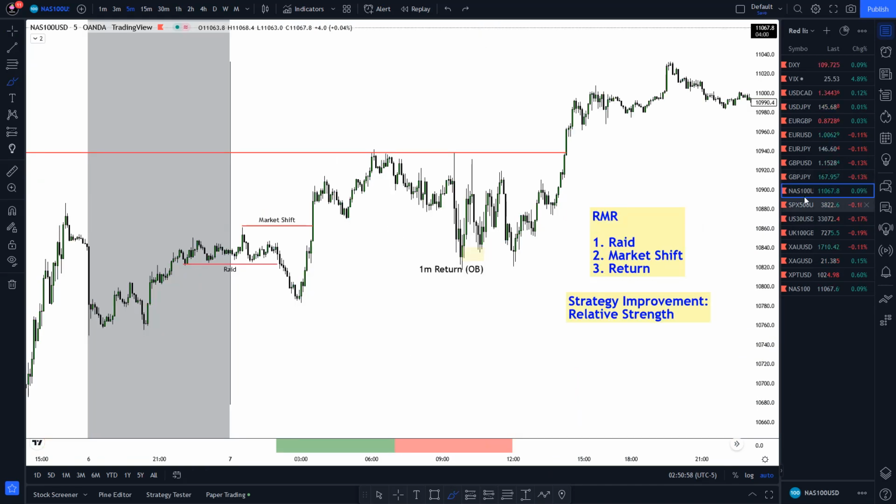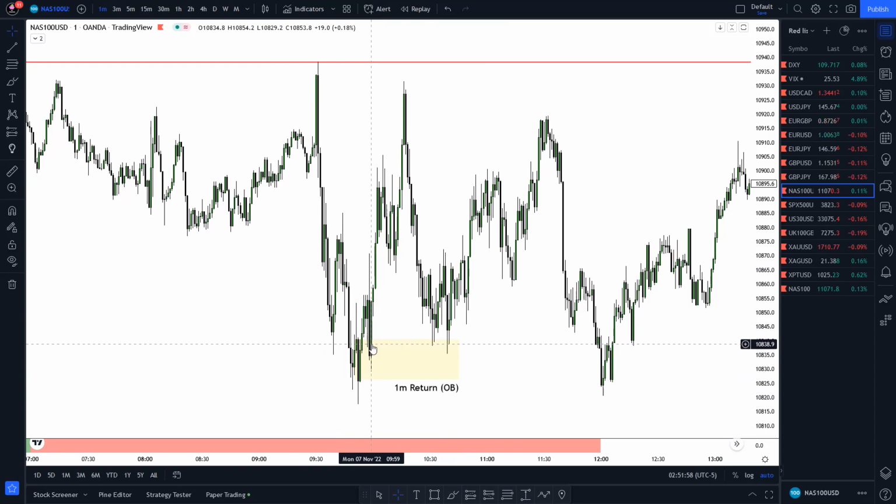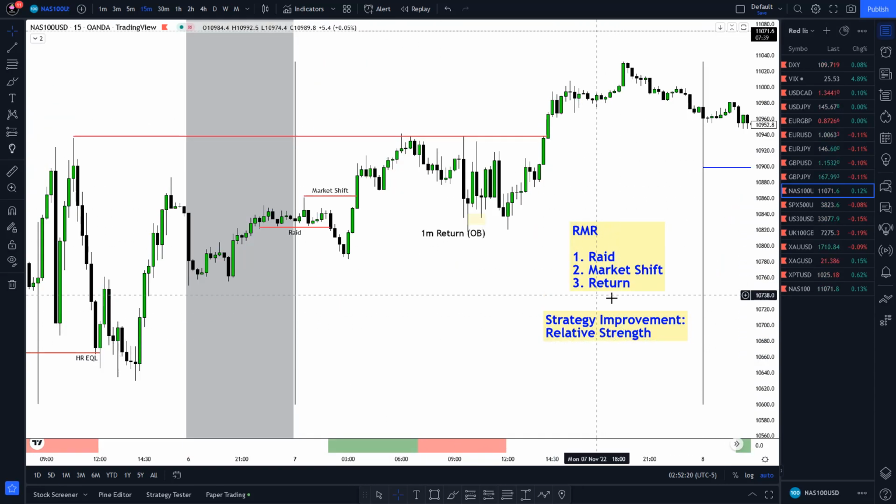And this doesn't just work with indices. If you're a Forex trader, for example, you trade the Euro USD, you can also use relative strength to help you decide which to trade between the Euro, the pound, the Aussie dollar, or the New Zealand dollar. So back onto this NASDAQ example, if we're using the ICT strategy or the RMR strategy, this would be where our entry is at 9.59. And you can see that we would have captured a pretty decent move. However, let's just use relative strength and I'll show you guys the benefits.